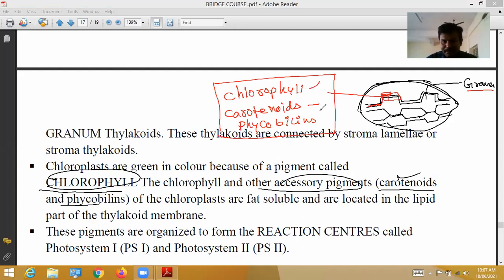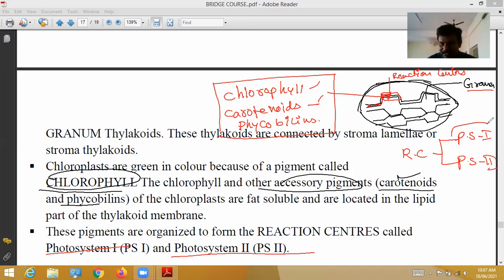Next, these pigments are organized. So these three pigments are organized to form reaction centers. Those reaction centers are called photosystem 1 and photosystem 2. Reaction centers are of two types. One is photosystem 1, another one is photosystem 2.